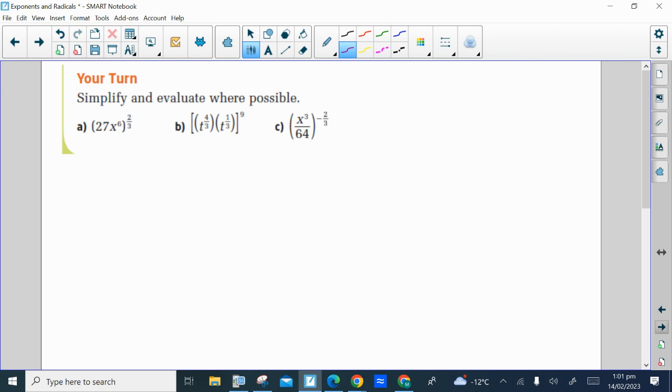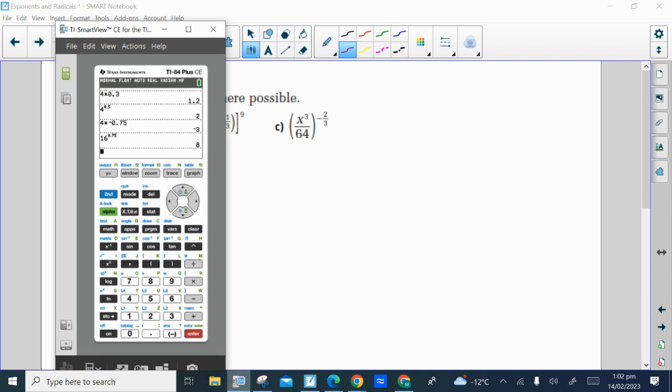So, on the next page, again, it says simplify and evaluate where possible. Everything inside the bracket needs to be raised to the power 2/3 outside. That'll be 27 to the 2/3. And then when you have x to the 6 to the 2/3, you're going to multiply those exponents. It'll be 6, which is 6 over 1 times 2 over 3. The reason I wrote the 6 as 6 over 1 is because we're going to multiply fractions. And when you multiply fractions, it's top times top, bottom times bottom. So you need a 1 on the bottom of the 6.